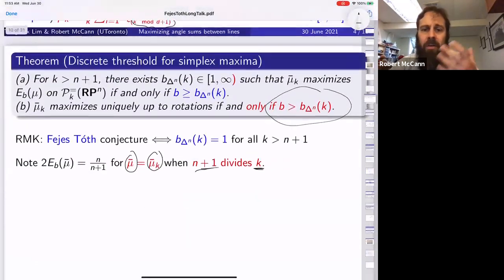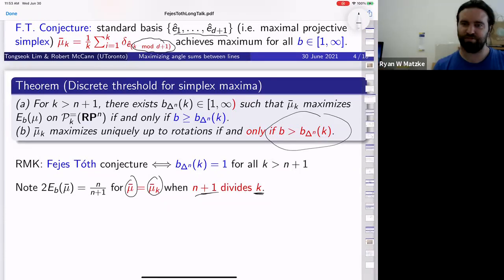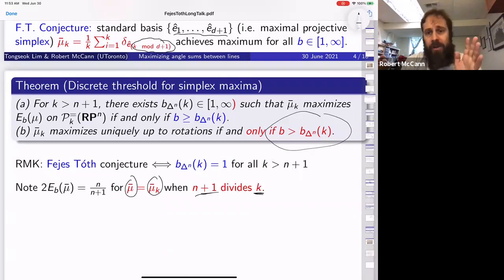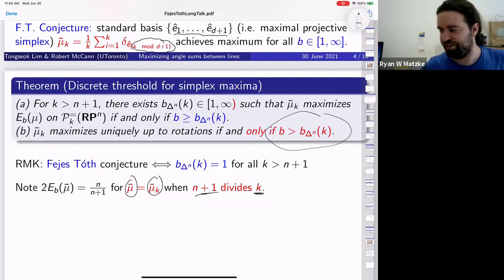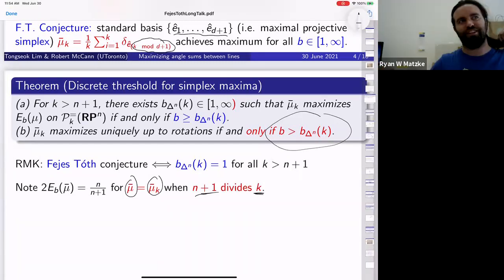Well, basically the justification is that when b equals 1, when k equals 3 and n equals 2, we know there are other optimizers. From that, you can also deduce that when b equals 1, for other k's and n, there will be other optimizers other than the conjectured one. But our theorem tells us that if you're larger than the threshold, there can be no other optimizers. So basically, from the non-uniqueness of the conjectured optimizers at b equals 1, we know the threshold can't be any smaller than 1.